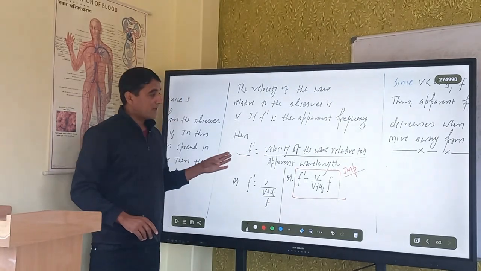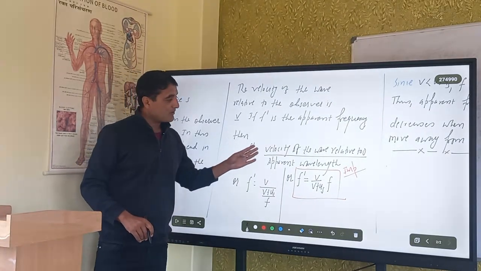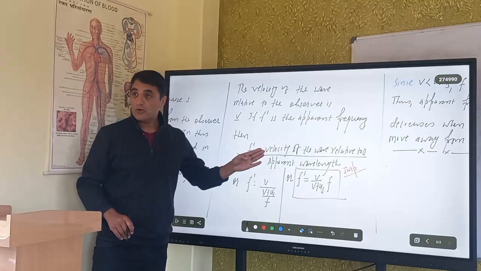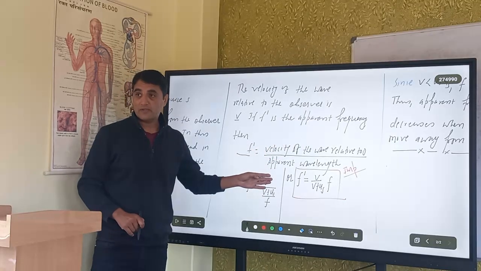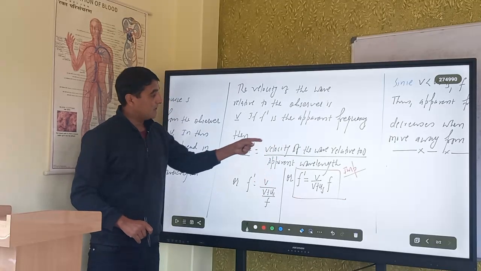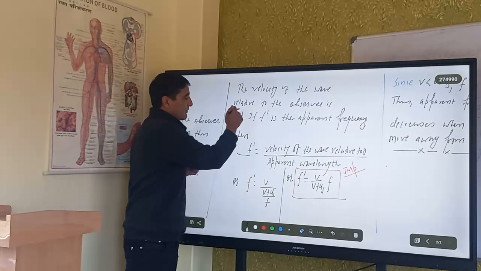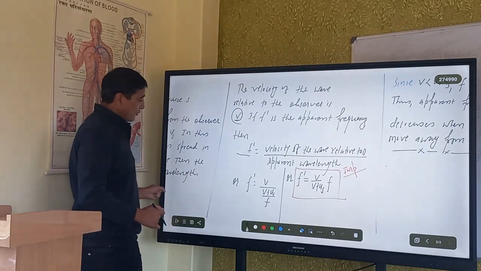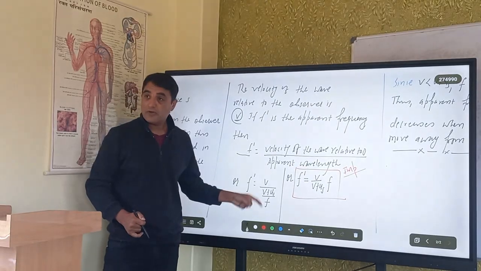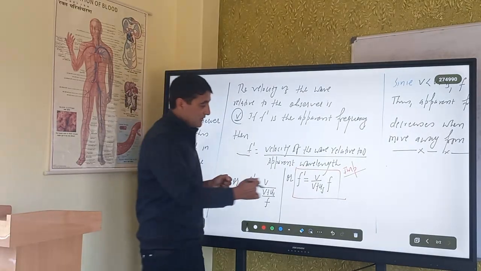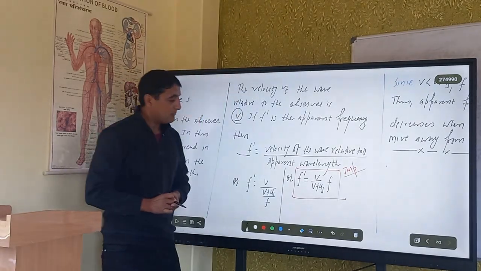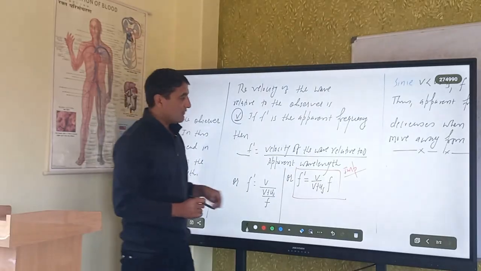This is the common formula that we have written yesterday. F prime equals velocity of the wave relative to O upon apparent wavelength. And velocity of the wave relative to O is v, and apparent wavelength is v plus us upon f. Simplify it. F prime equals v upon v plus us into f.